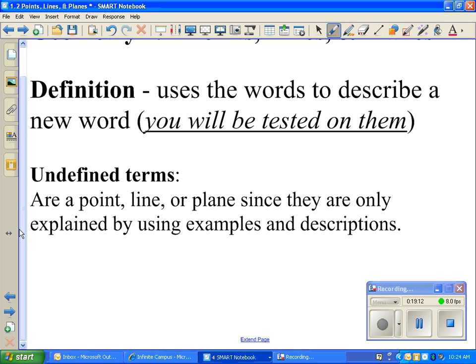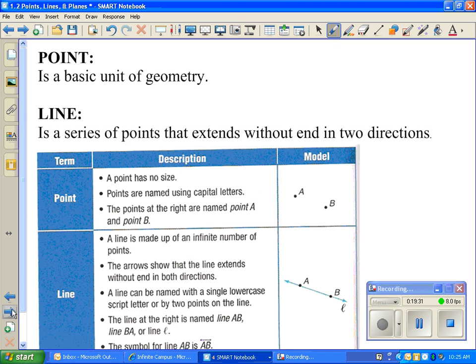You're going to be tested on definitions. Make sure you understand it. Undefined terms are points, lines, or planes, since they can only be explained by examples or descriptions, but you will be defining them or matching them. All right, a point. The point has no size.